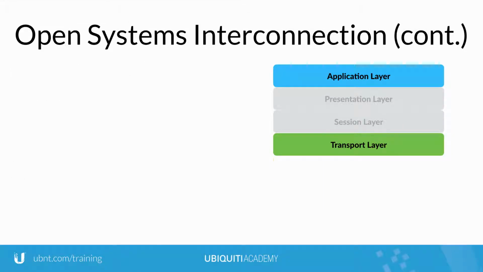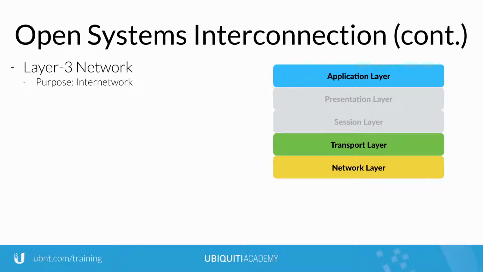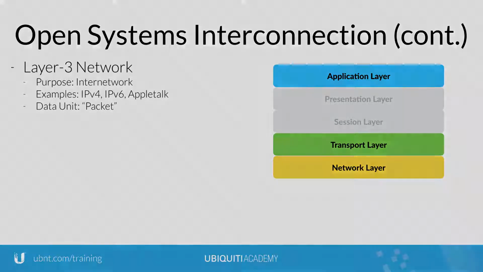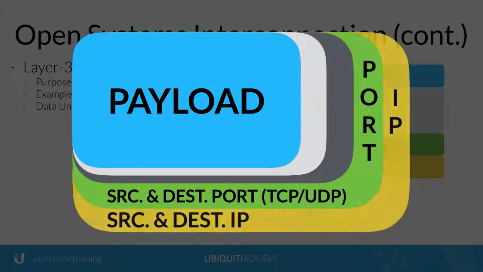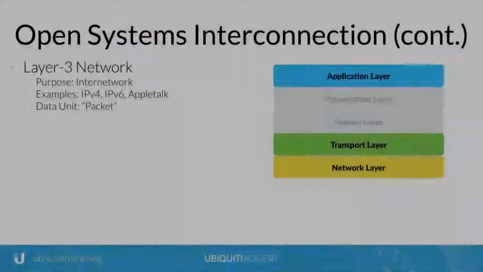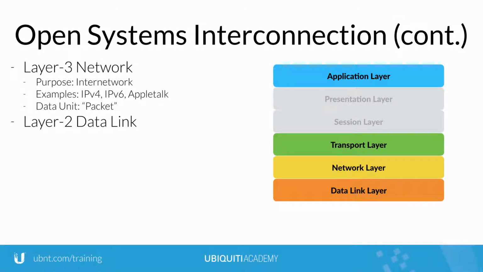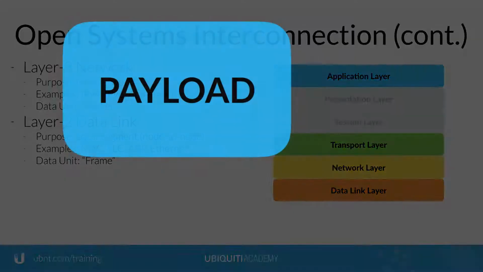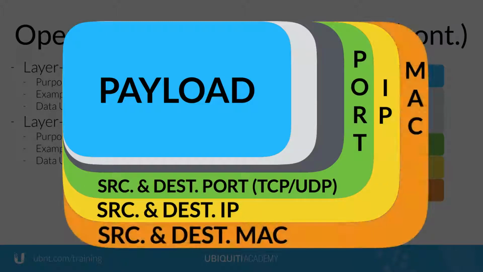At Layer 3, the network layer, the segment becomes encapsulated with IP address information. The resulting envelope of encapsulated data is called a packet. At Layer 2, the data link layer, the packet becomes encapsulated with MAC address information. The resulting envelope of encapsulated data is called a frame.